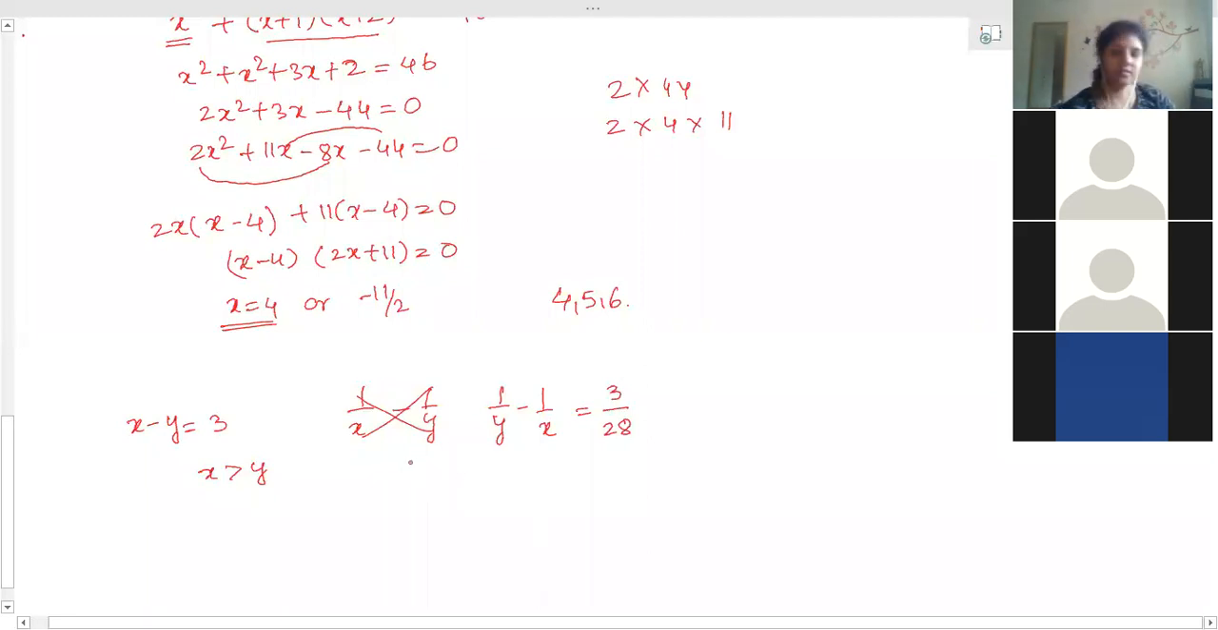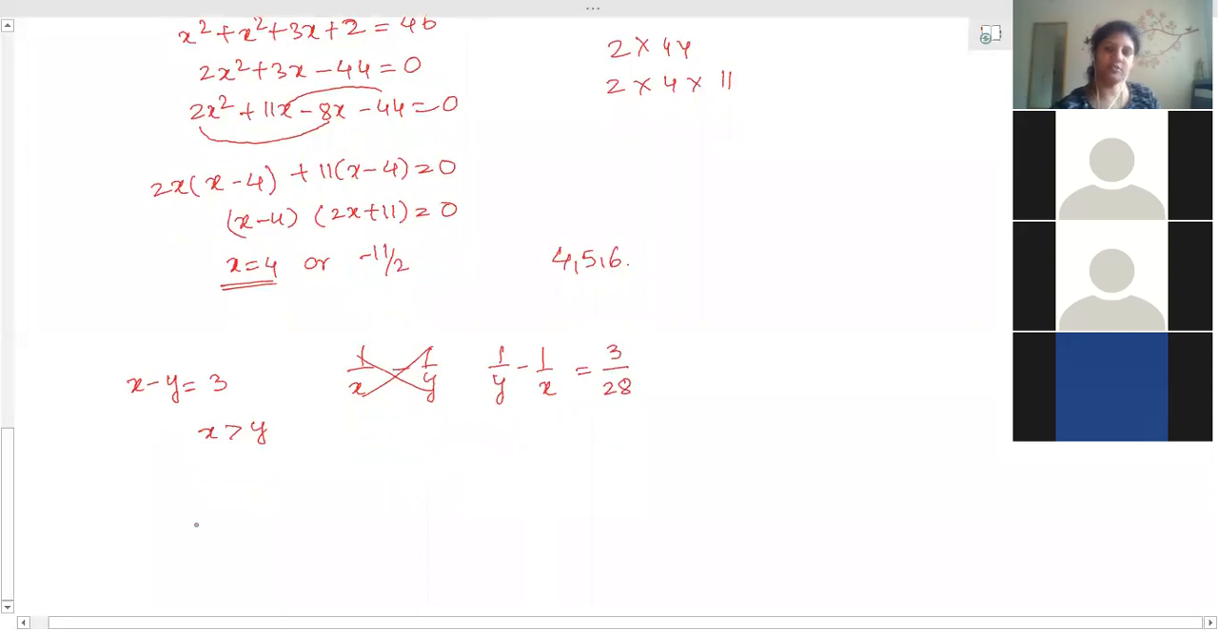Ma'am, I didn't get the 40th one. Tell me this one. Find the natural number whose square is diminished by 84 is equal to thrice of 8 more than the given number. Diminished means decreased. So x square is decreased by 84 is equal to thrice of 8 more than the given number. Thrice of 8 more than the given number: 3 into (8 plus x).